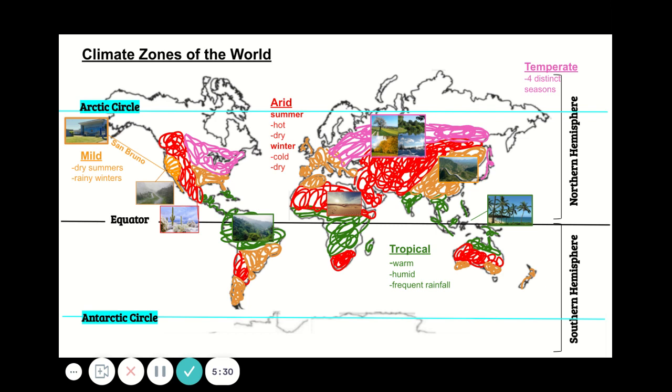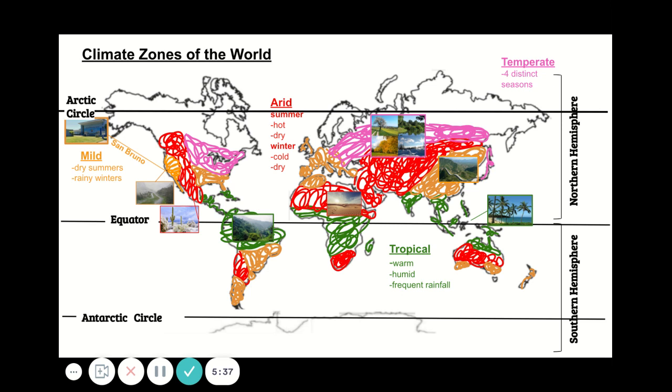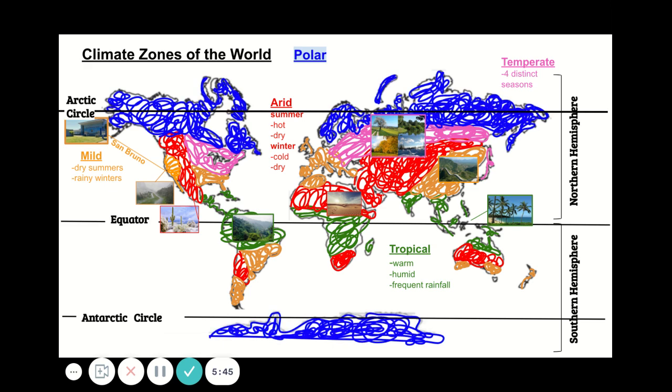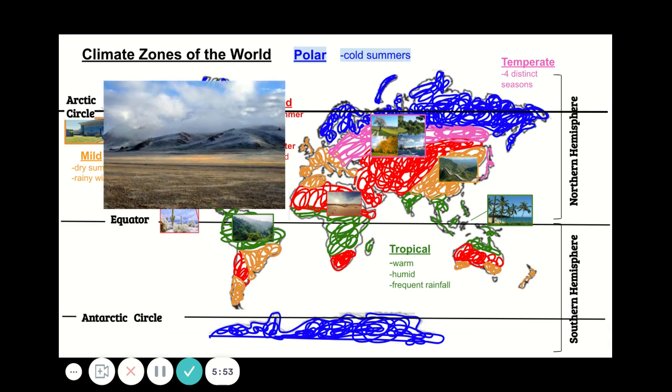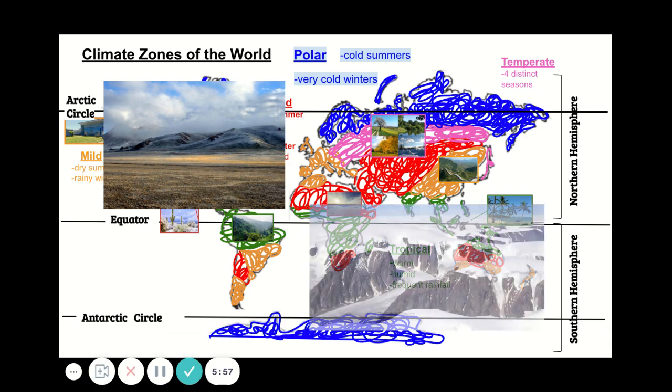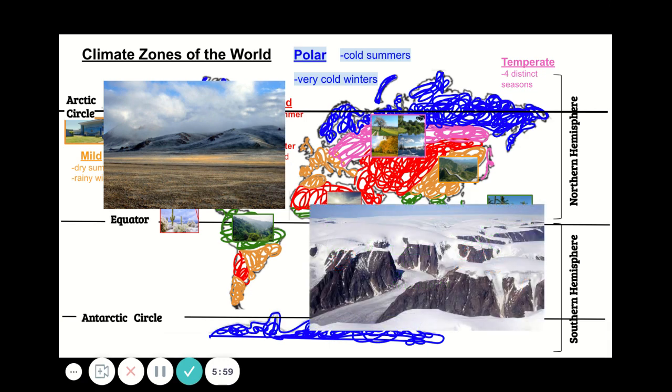These two lines are important because they help us to find that fifth climate zone, the polar zone. Say that with me, polar zone. The polar zone is found above the Arctic Circle and below the Antarctic Circle. The polar zone is characterized by cold summers, seen here, and very cold winters, pictured here.